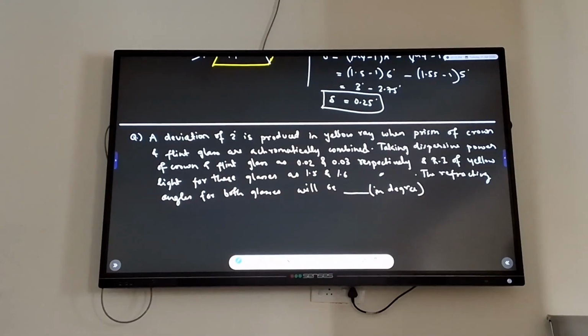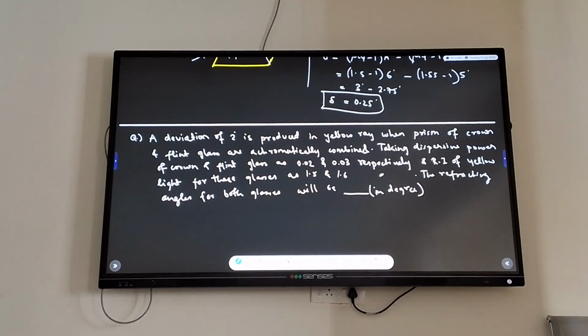Achromatically combined meaning their mu's are different. So that means the light will pass with different wavelengths, or rather, different mu's. Wavelength is obviously going to be the same. It's all formula based, you don't have to think a lot.